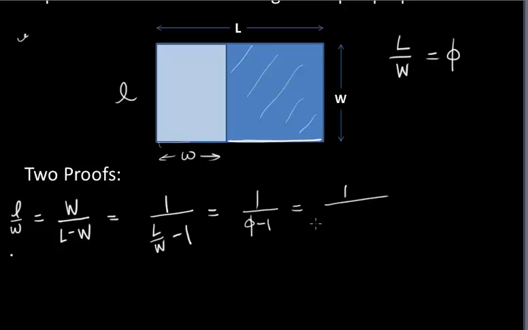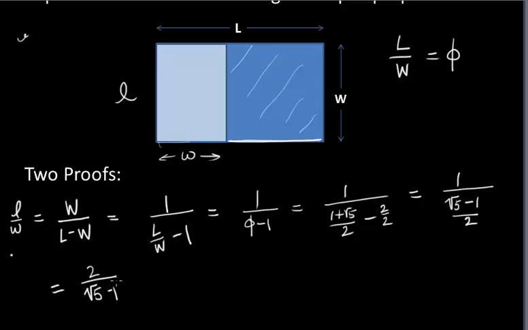Or 1 over phi is 1 plus the square root of 5 over 2 minus 1. And I'm going to write that as 2 over 2 instead of 1. So you can see that with this 1 plus the square root of 5 minus 2, we have 1 over the square root of 5 minus 1 over 2, and I would invert and multiply and get 2 over the square root of 5 minus 1.